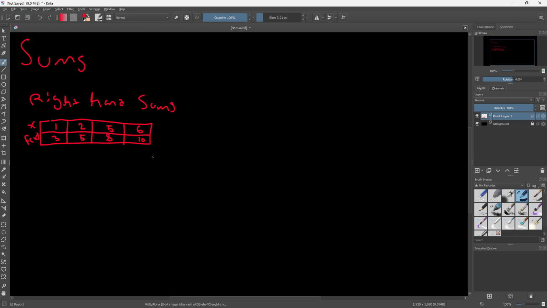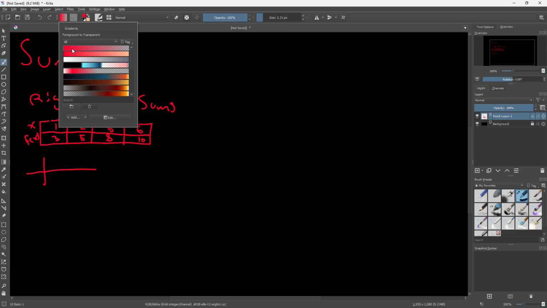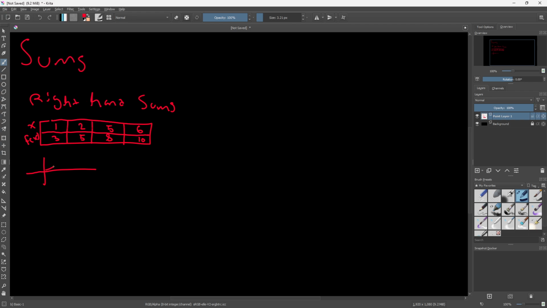So if you're doing a right-hand sum, now keep in mind these are rectangles, right? And so what we're doing for this is, let me just make a graph here. Think of that as the graph paper, right? And then let me pick a different color. So like this, right?